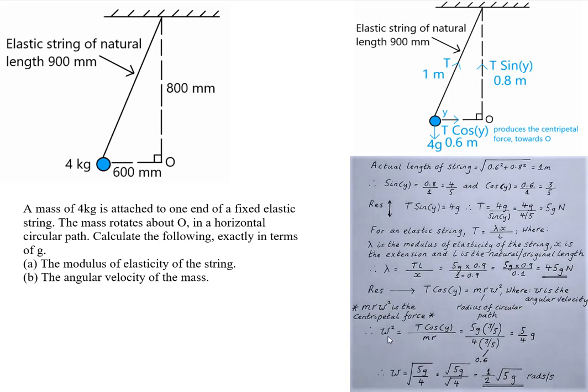To go from omega squared to omega, you need to square root. So we need to square root the right hand side as well, which gives the square root of 5g over 4. I have split this up into root 5g divided by root 4, which gives a half root 5g radians per second as the answer.